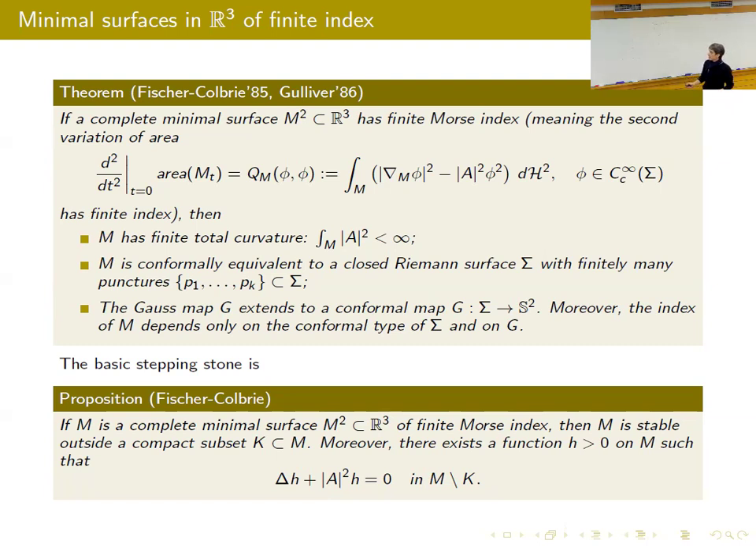Well, the basic stepping stone to proving this was the following proposition. It's in a sense a characterization of what it means to have finite Morse index. If the minimal surface has finite Morse index, then it is stable outside a compact subset of it. Moreover, away from this compact subset, you can construct a positive Jacobi field for the underlying operator.